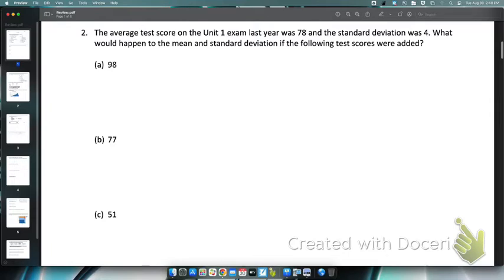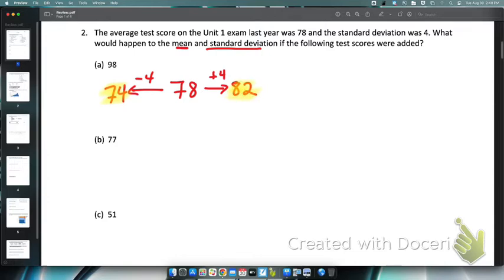The average test score on the Unit 1 exam last year was 78, and the standard deviation was 4. What would happen to the mean and the standard deviation if the following test scores were added? So I'm going to add a 98. So the average was 78. The standard deviation was 4. So if I add a 4, then I would be at 82. If I subtract a 4, I would be at 74. So in general, most students got between a 74 and an 82.